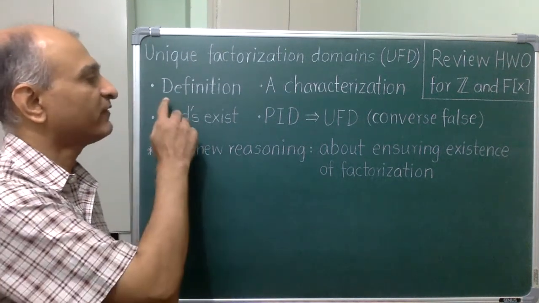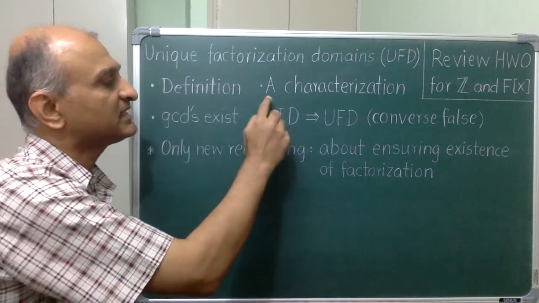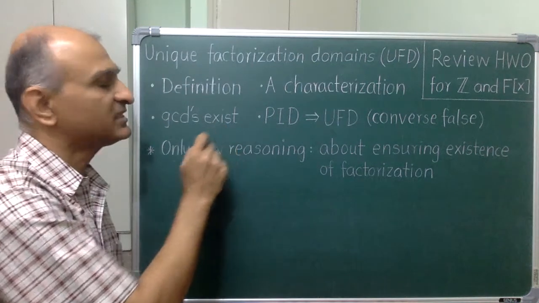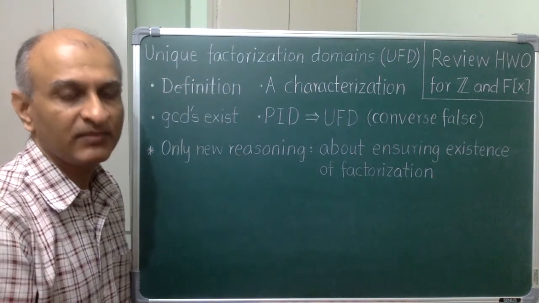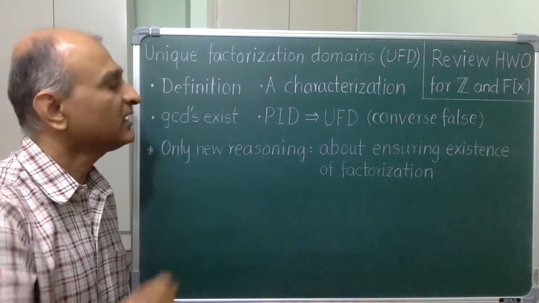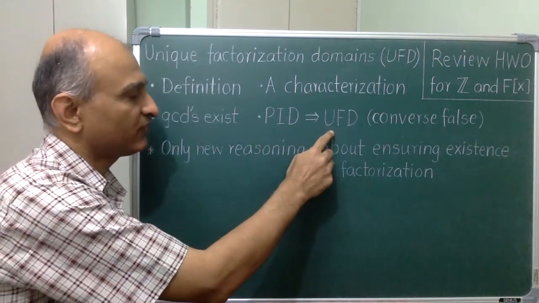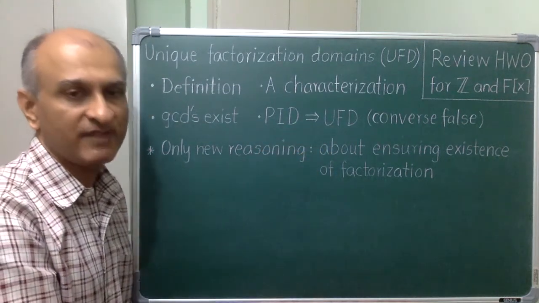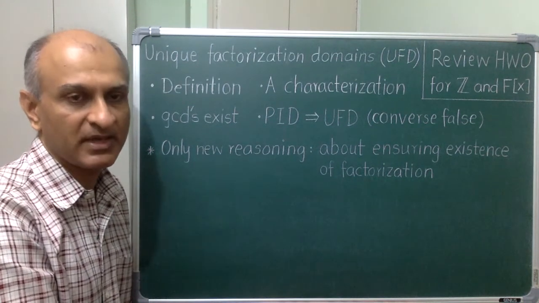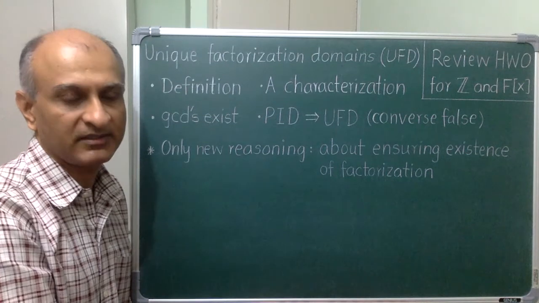We'll define UFDs. We will see a characterization of them. We will see that GCDs exist in any UFD, but a GCD may not be a linear combination. And every PID is a UFD, but the converse is very false. There are lots of important UFDs that are not PIDs, and we will see some of them later.